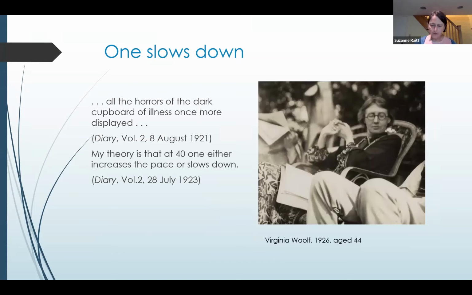In early 1922, a heart specialist diagnosed a heart murmur and warned of premature death. In fact, as you all know, there was nothing wrong with her heart, but she entered that year feeling that she might not have long to live. Turning 40 was to be confronted with her own mortality. It was a turning point as well as a turning of age. My theory is that at 40, one either increases the pace or slows down.